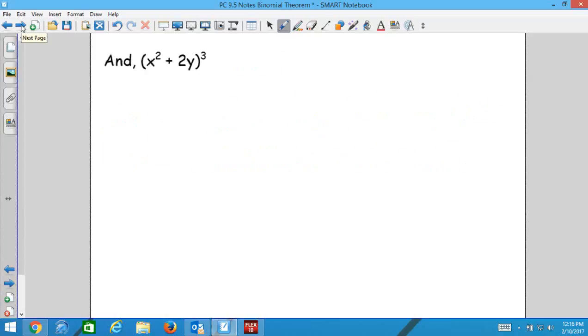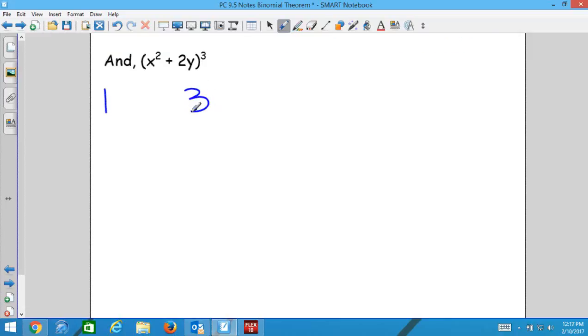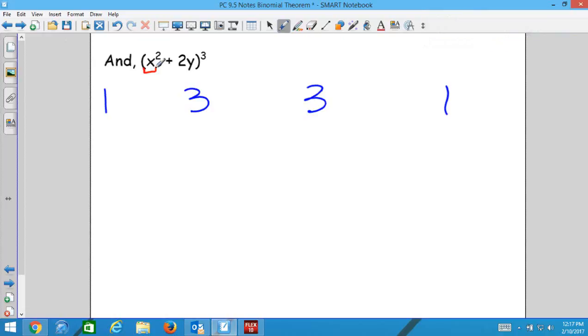So for this one, it's to the third power. So my coefficients are going to start with 1, 3. And then I finish that row, which is what? 3, 1. My first term is x squared, so I'm going to do x squared how many times? 3. See how I use parentheses? And then we're going to have x squared squared. We'll have x squared to the first, and then x squared to the 0, which I don't need to write because it's just 1.